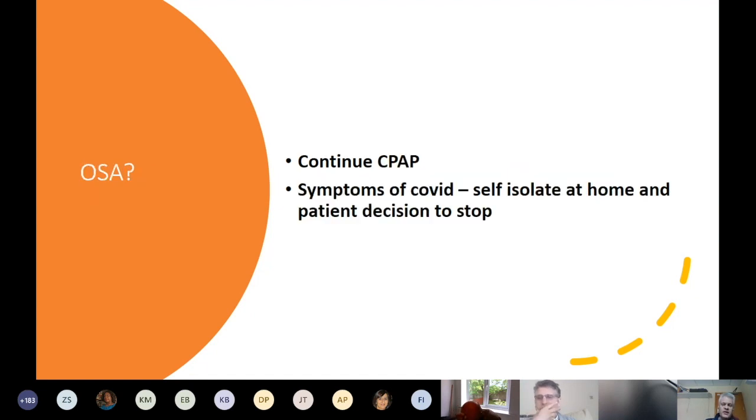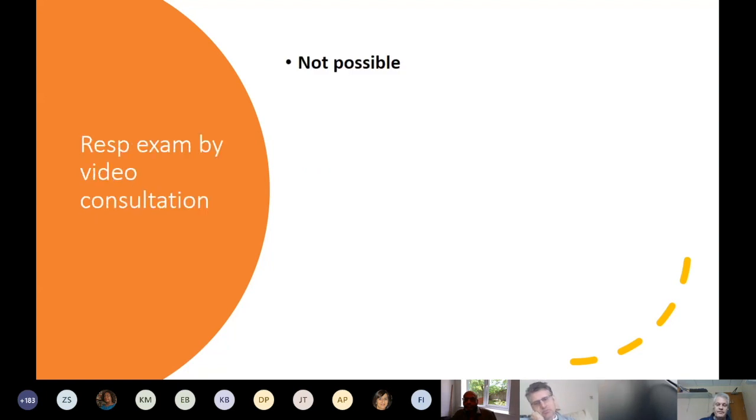In terms of patients with sleep apnea, continue their CPAP at home. Being on CPAP doesn't increase your risk of COVID or make the COVID worse. It just creates a potential problem if you get COVID, because of aerosolizing. It's an aerosol generating procedure around your home. So if patients get symptoms of COVID, they have to self-isolate at home, and they have to make a local decision about whether to stop CPAP in case they give COVID to their family.